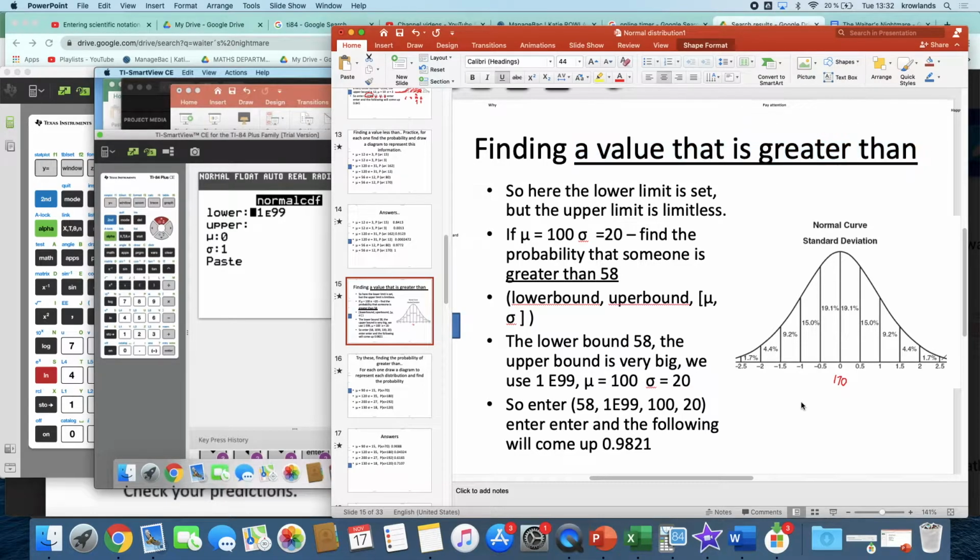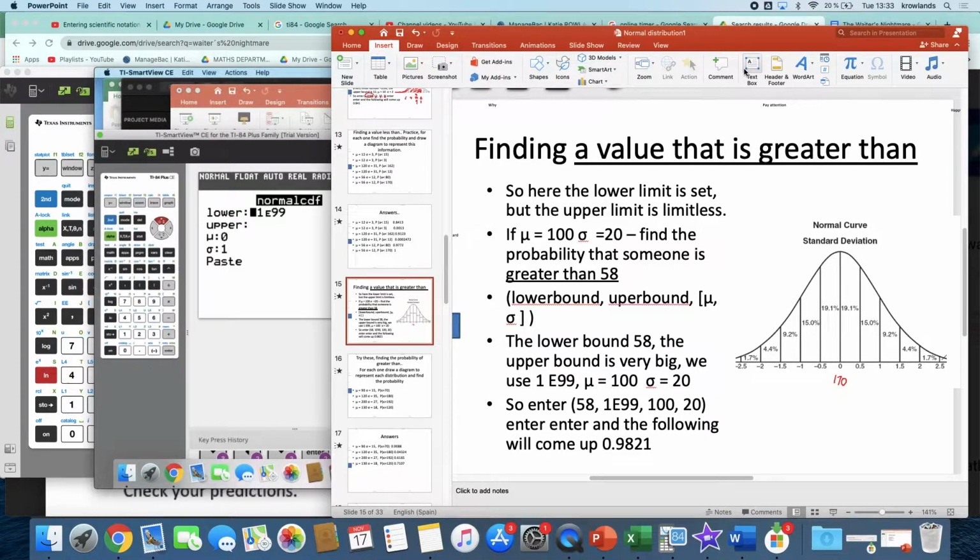Let's say in this instance we are going to give our mean to be 100 and our standard deviation is 20. So we're going to say the central part of the diagram is 100. Now, we want to find the probability that someone is greater than 58. Because the standard deviations move in 20s, this is going to be 80, this is going to be 60.